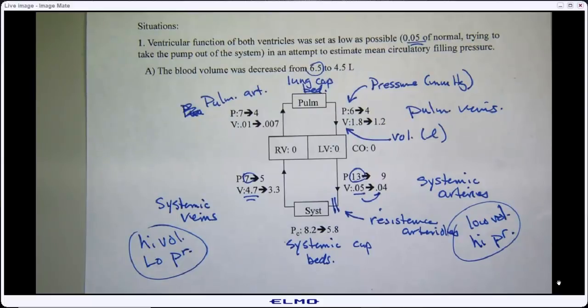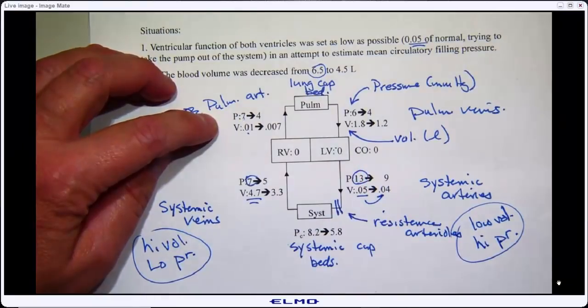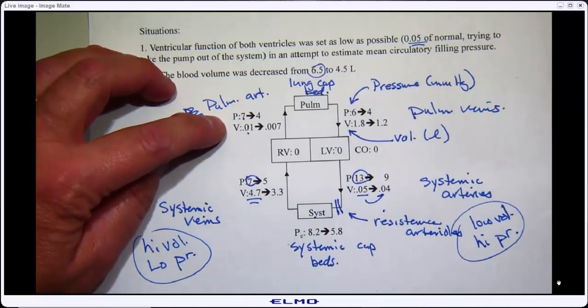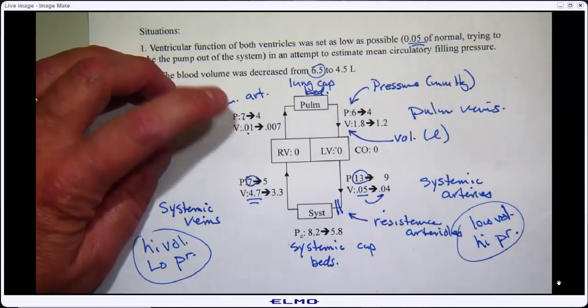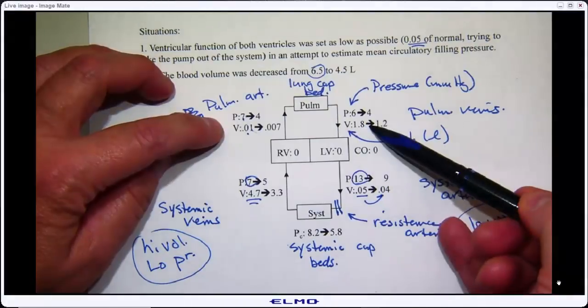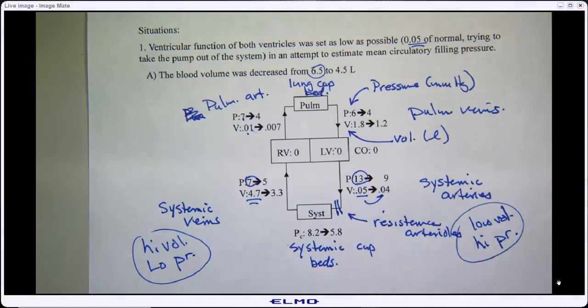Similarly, pulmonary arteries, low volume, high pressure. So it's an artery side, so it still has that wall designed for transport. On the pulmonary artery side, low volume, high pressure. Pulmonary vein side, that's where pretty much the rest of the volume resides. 1.8 liters up in your pulmonary veins, creating 6 millimeters of mercury pressure, okay?